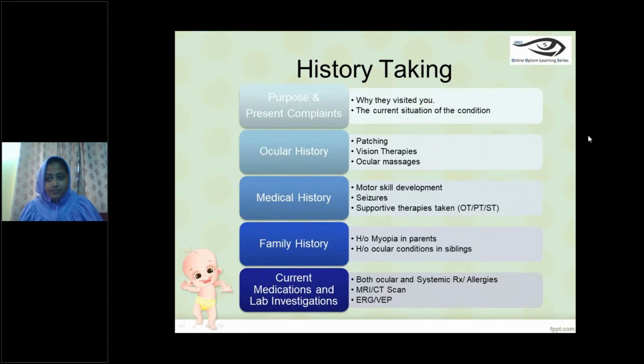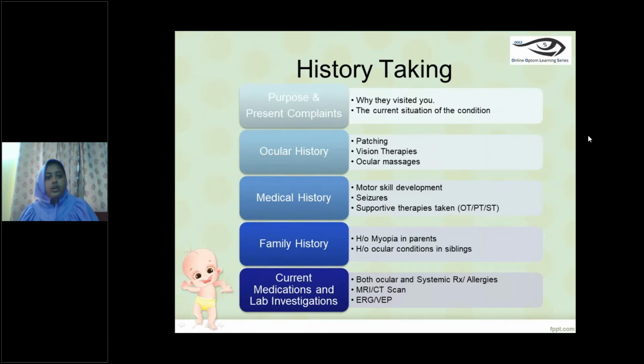The next very important factor is the family history, because we know that in kids, most of the conditions are genetic, like myopia, Leber's congenital amaurosis, as well as retinitis pigmentosa. So it's very important that we know if the parents are myopic, or the siblings are myopic, or if the siblings had any eye conditions, if the siblings underwent any eye surgery. So it's very important to document all this.